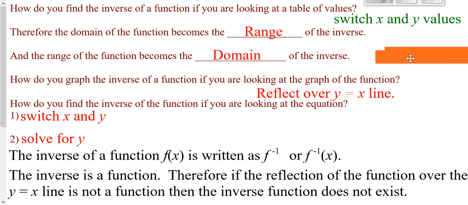Now, an inverse function is written, if that's your original function, this is your inverse, which does not equal putting that little -1 after the x. So if you're talking about inverse, that little -1 exponent has to go after the name of your function, f or g or whatever it is you're dealing with. It does not go after the whole thing.